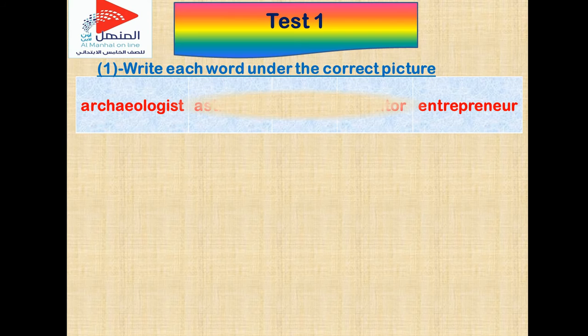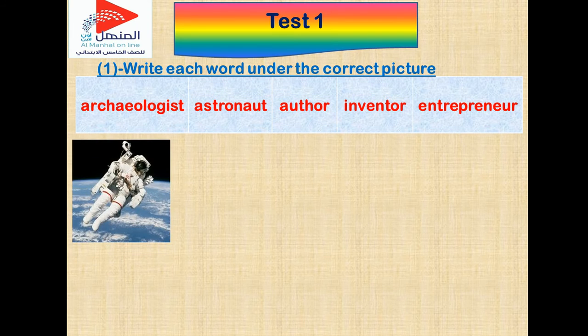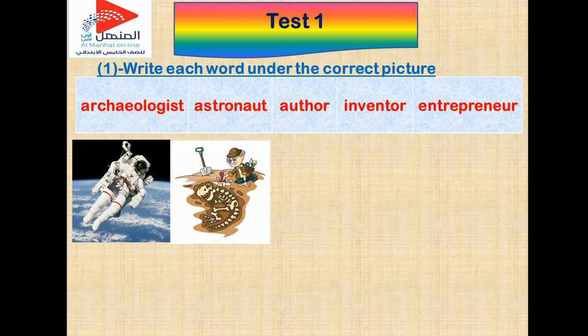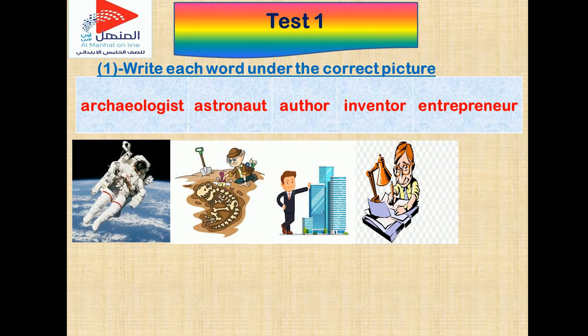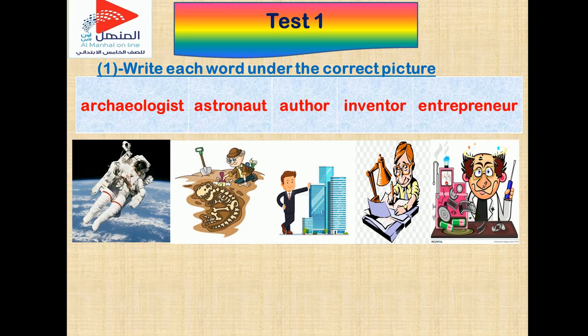As you know, in this question you have a list of five words and five pictures. What you have to do is to figure out which word goes to which picture. So you have to write each word under the correct picture. I give you a minute to think, to have a quick look, and then come back to you, inshallah. All right. Welcome back, my dear students. And let's see the first one.